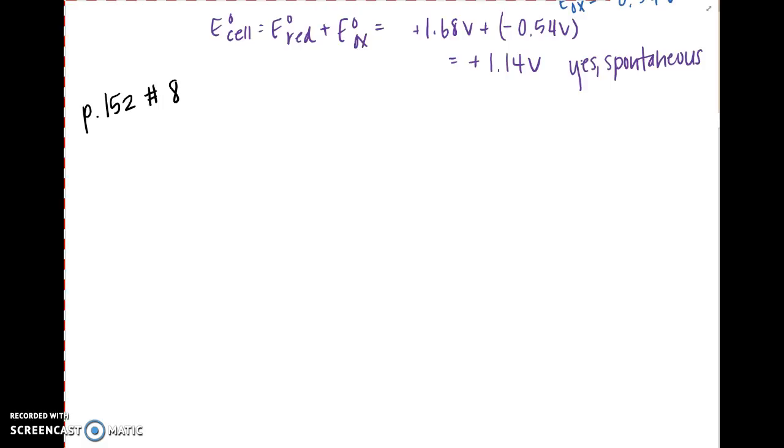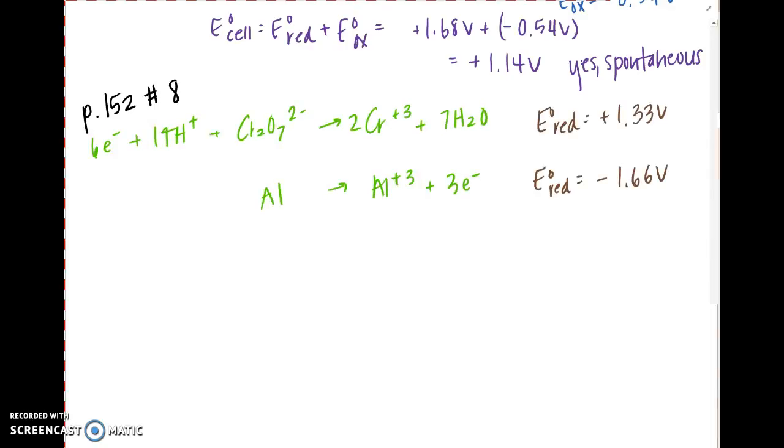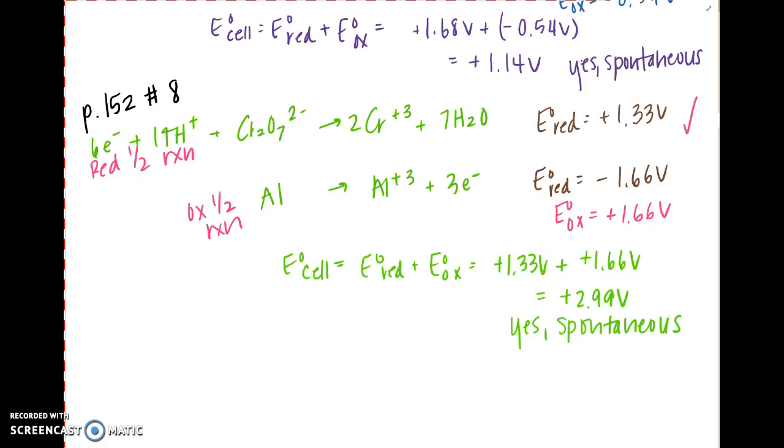Remember, pause the screencast. I'll work it through with you and walk you through it. Alright, so these are the values that you find off of the chart. Then you have to figure out which one's my oxidation reaction, because I know I have to flip the sign of that value. Once you label your half reactions, you know that you have to flip the value of the aluminum reaction. When you solve it out, you get a total Ecell value of positive 2.99 volts. Therefore, this one is spontaneous.